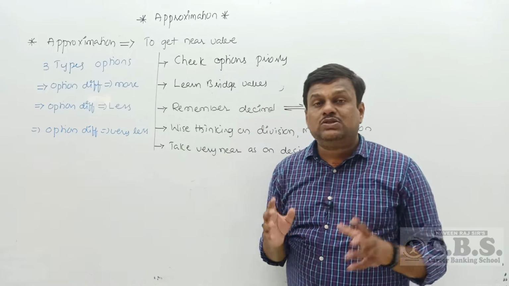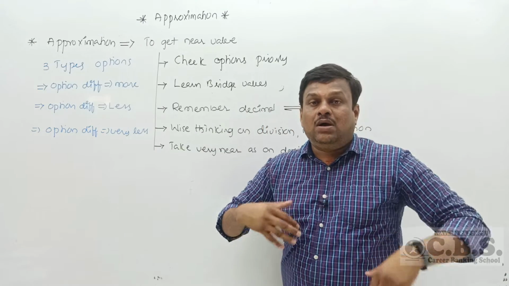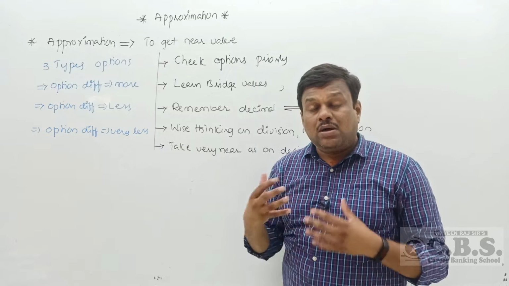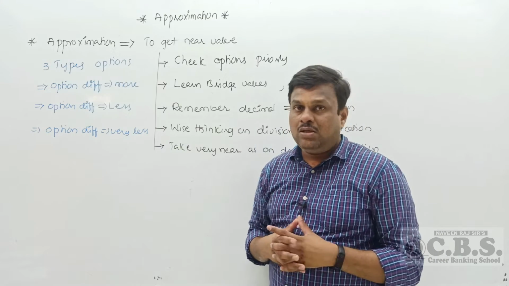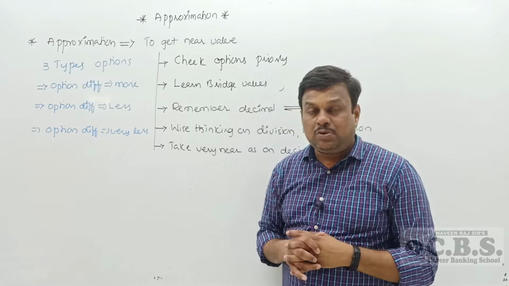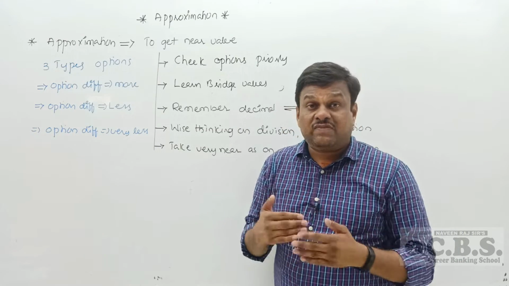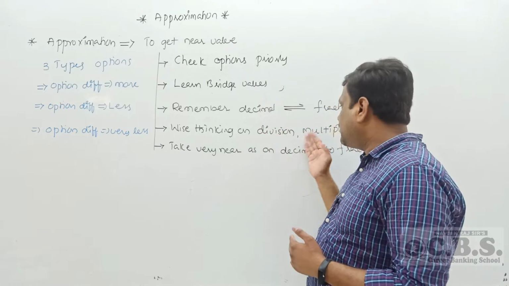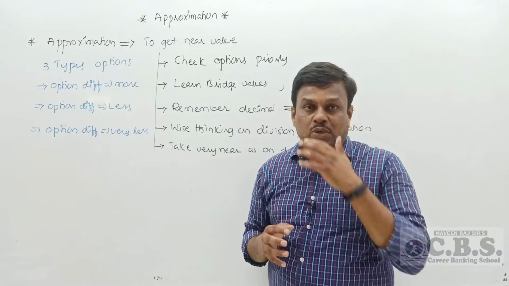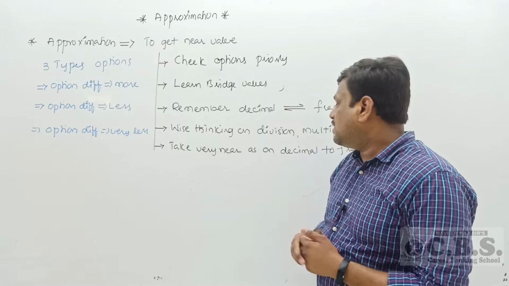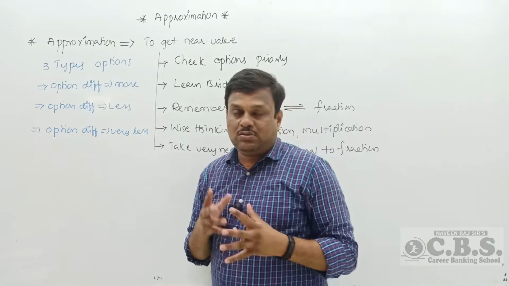Wise thinking on division and multiplication is also needed. Especially in approximation, students need to give more importance to addition, division and multiplication. You can leave some portion of a number while doing addition and subtraction, it's not a problem. But when you leave some portion of a number, it creates more problems when thinking of division and multiplication. That's why you should think wisely on these two operations and take the very near fraction for a decimal. This is very important.